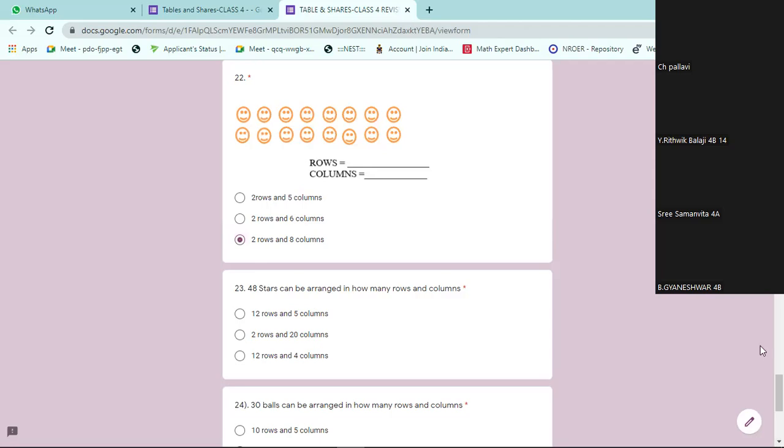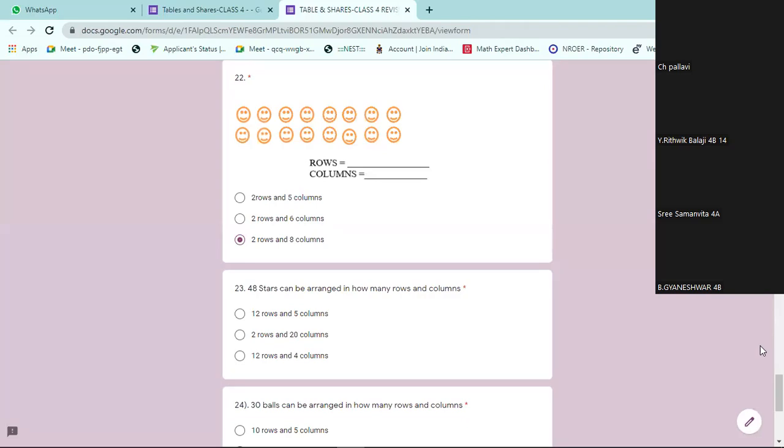Now rows and columns are clearly there, and we are able to identify them. Reverse: instead of rows and columns, the total number is given, and you have to find how many rows and columns. Simple logic: multiply row into column, you have to get the number. Look at the smileys. There are 16 smileys, 2 rows and 8 columns. 2 into 8 is 16. So you have to check the multiplication.